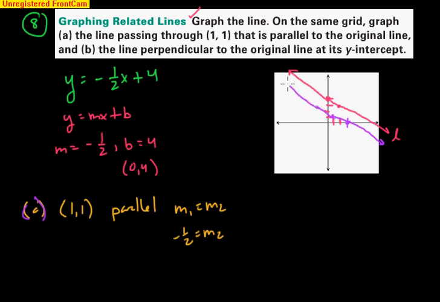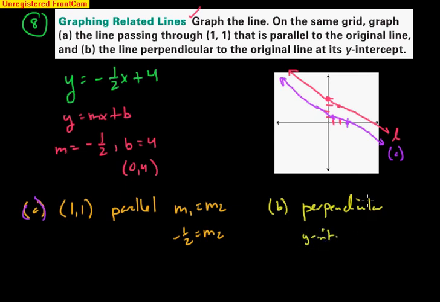And when I graph that line, look, it's parallel. They don't touch. That's exactly what you want. So if it looks parallel, then you've got to figure that you did it right. Okay? All right. So that was part A. Now part B. Now the line perpendicular to the original line at its y-intercept.